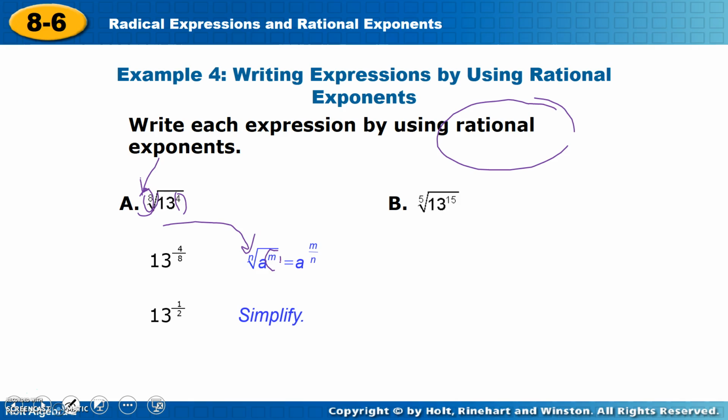Let's look at the next one. Again, we're going to use that m over n. So remember, 5 is the nth root, so that goes in the denominator, and then 15 is the power that you're raising it to. So then that would give us our m over n, which would be the 15 over the 5, the m over the n. Sorry, my pen's not working very well there. So our m over the n.